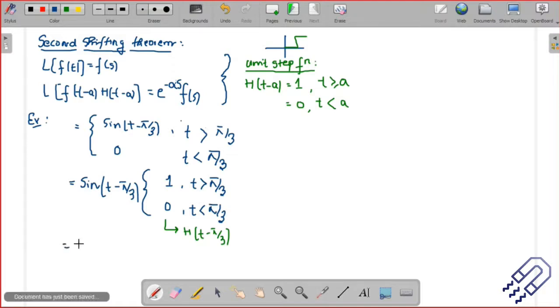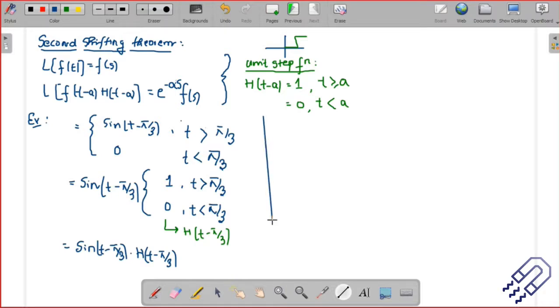So simply what I can do is write sine of t minus pi by 3 times h of t minus pi by 3. If we take it this way, we are going to get the expression. This is the one for which you can use the second shifting theorem and find your result very easily. Let's see how we can do it. Let's try doing this. So this is t minus pi by 3.